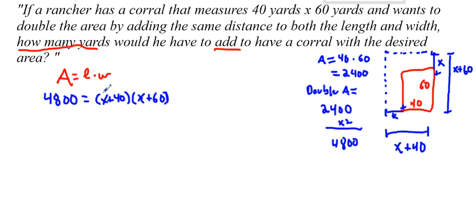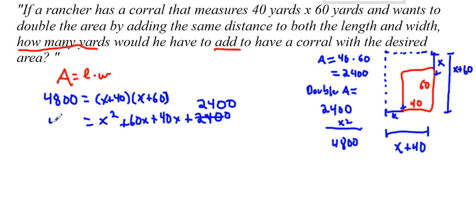So to isolate x, the first thing we want to do is simplify. We want to go x times x, which is x squared. x times 60 is 60x. 40 times x is 40x. And 40 times 60 is 2400. So a little technical difficulty. I'm going to go ahead and cross that out and write 24 right above it. There we go. And remember, our desired area, the double area, is going to be 4,800. And again, we're working in square yards.